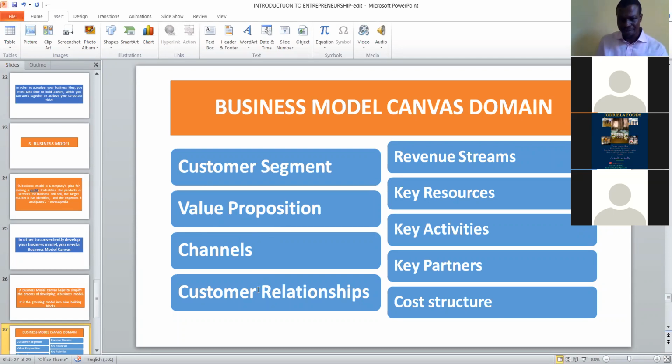So after you have gotten the customers and offered your unique value by delivering it through the channels, the question is, how do you treat your customers? How do you relate with your customers? What are you going to do to retain your customers? How do customers want to be treated?